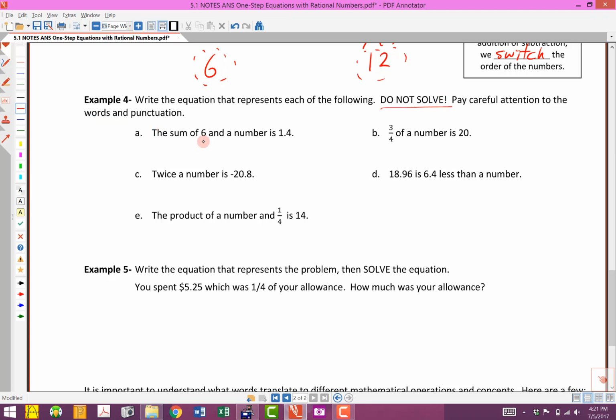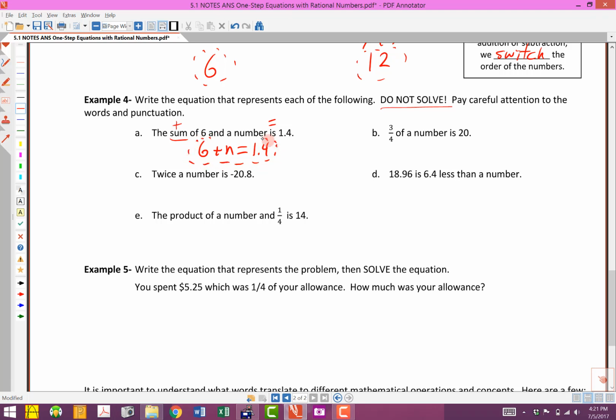So it says the sum of 6 and a number is 1.4. The sum of 6 and a number is 1.4. Now the word sum means that we're going to add. So we're going to add 6 and a number. Now it doesn't have the word "than" in it, so we don't need to switch them. So we're going to do 6 plus a number, the sum of those two numbers, 6 and a number, is, the word "is" means equals. So equals 1.4.